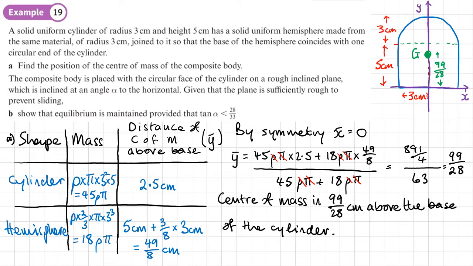So moving on to part B. The composite body is placed with the circular face of the cylinder on a rough inclined plane, which is inclined at an angle alpha to the horizontal. Given that the plane is sufficiently rough to prevent sliding, show that equilibrium is maintained provided that tan alpha is less than 28/33. So we definitely need to start with a diagram here.